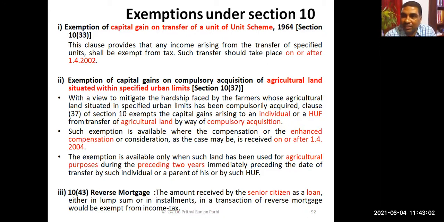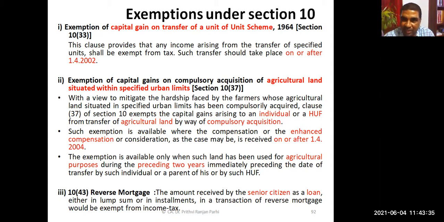Urban agricultural land is a capital asset, and if you transfer urban agricultural land, that will result in capital gain. But this exemption is for urban agricultural land which is compulsorily acquired. If it is compulsorily acquired, it's not transferred by you, but the government has acquired it compulsorily, then there will be exemption. Are you getting it? Because it will cause a lot of hardship to the people.